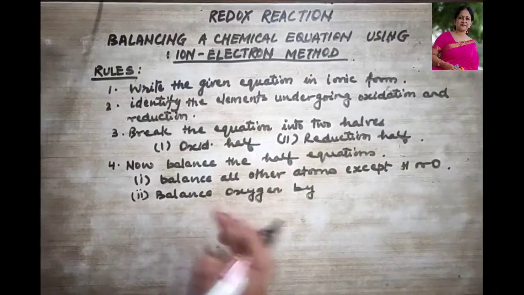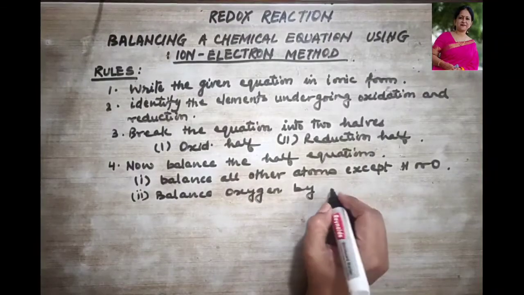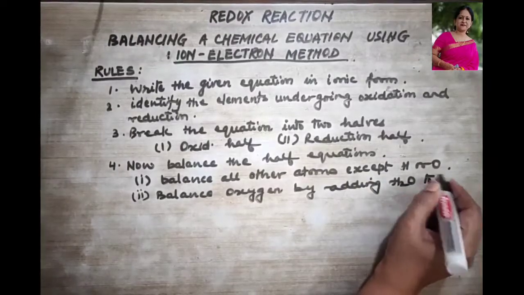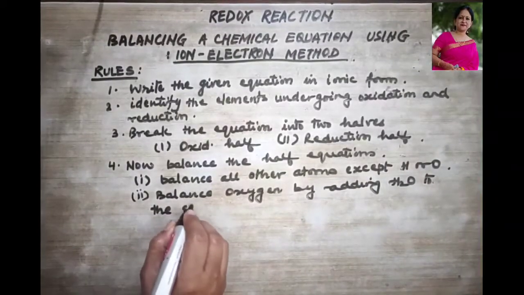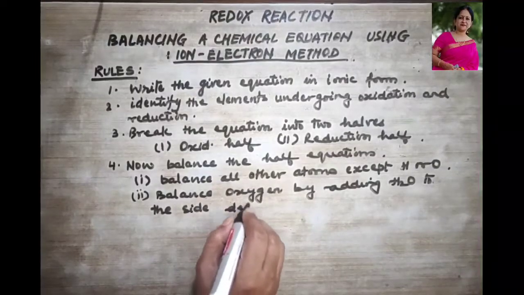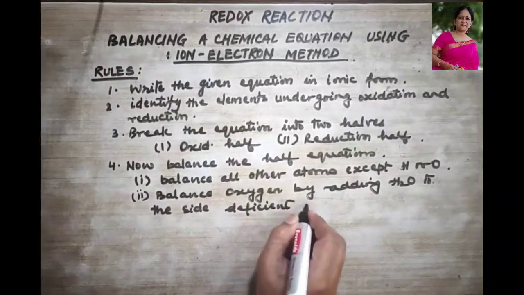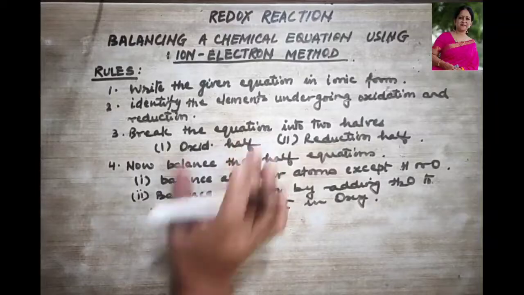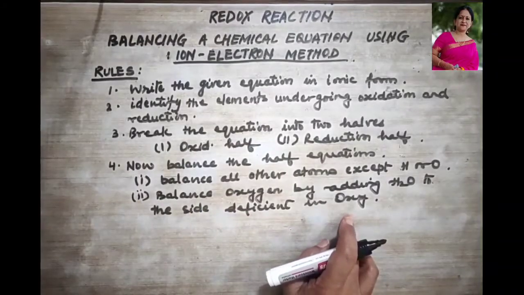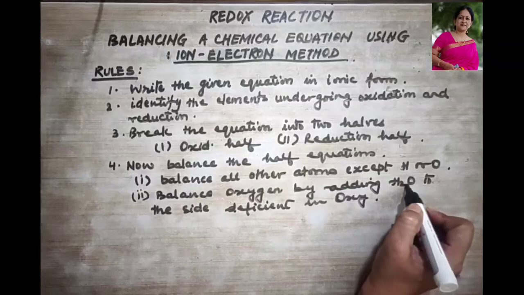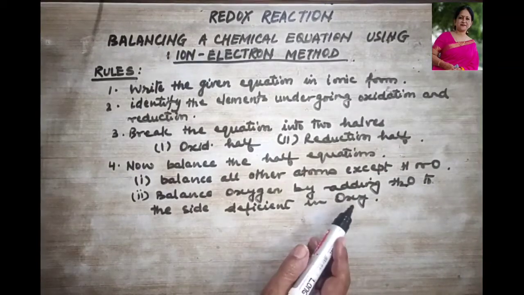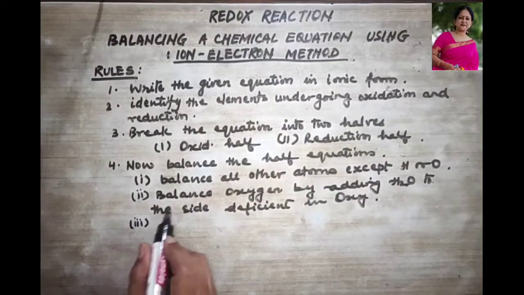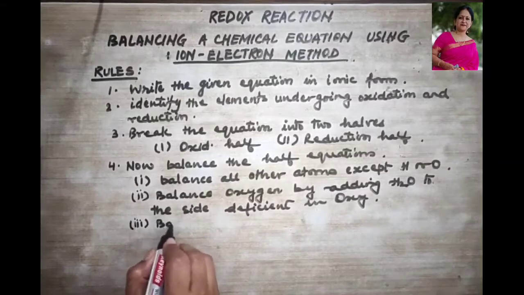So balance oxygen, how to balance oxygen? By adding water to the side deficient in oxygen, okay? Whichever side in the half reaction is deficient of oxygen, we are going to add water to it to bring the balancing of the oxygen. Clear?